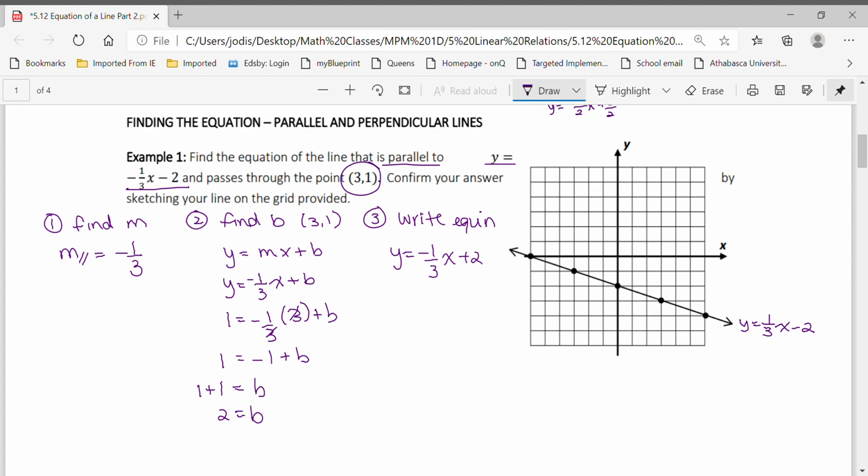And they want us to confirm our answer by sketching our line. So if our y-intercept is 2, and then our slope is -1/3, we're going to go down 1, right 3, down 1, right 3, and draw our line. I can get my ruler. Okay, so we can see our lines are parallel. This is my -1/3 x plus 2. Okay.